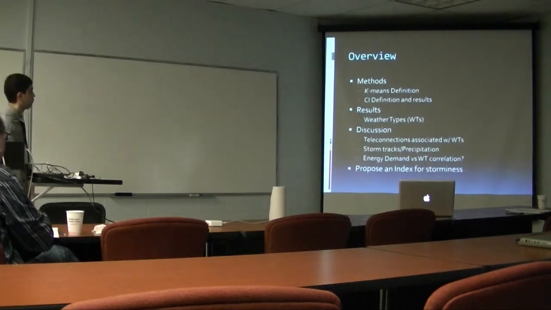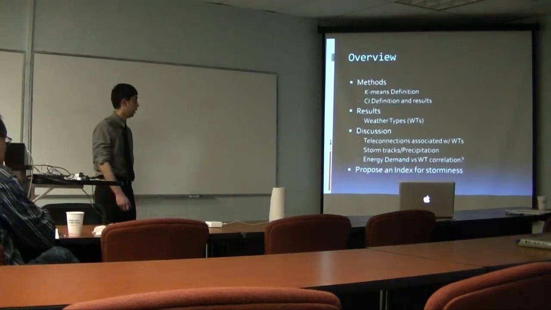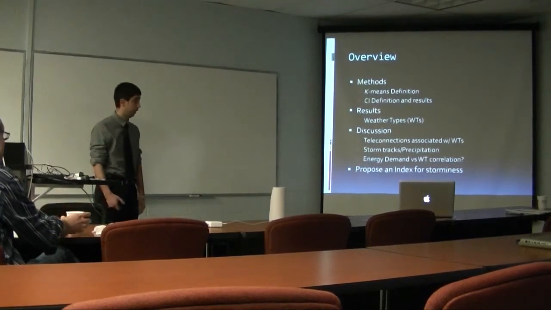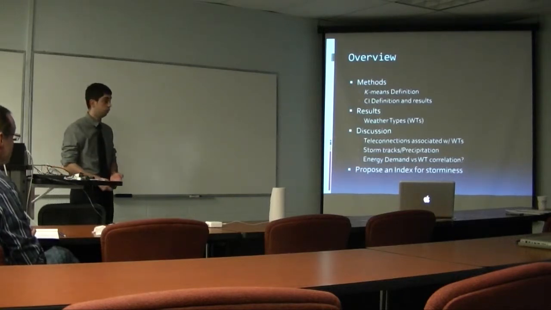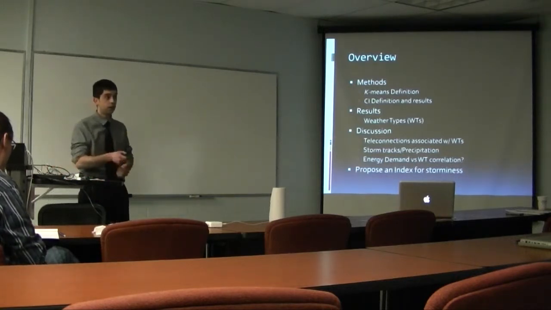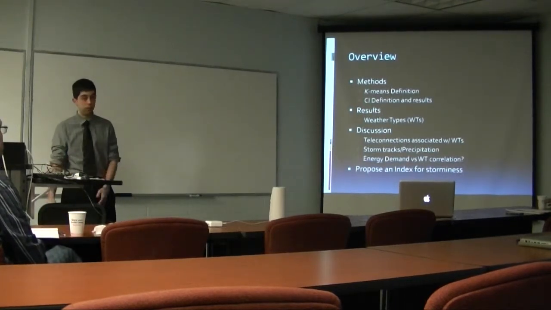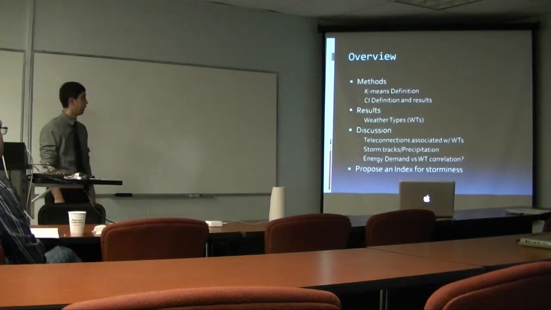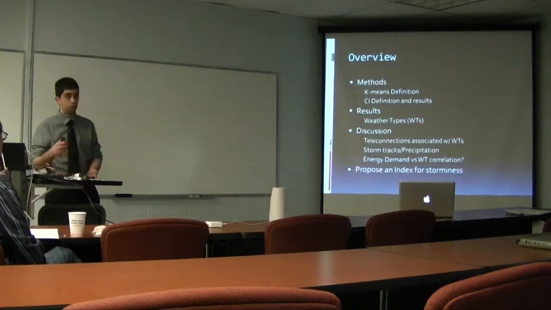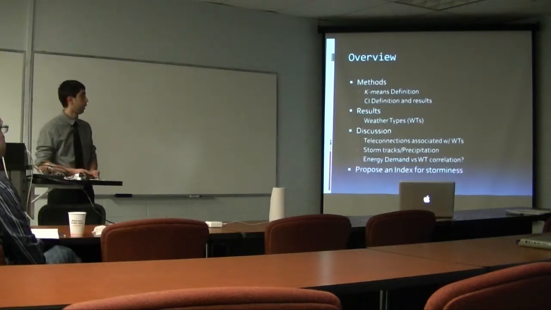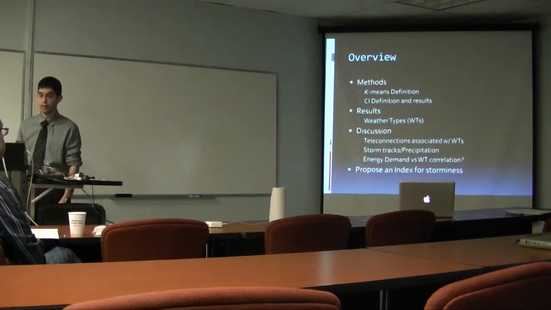I just want to start with an overview here, just go through some of the methods, some results, and some discussion. I want to tell you what the K-means program was, which is going to take each individual daily weather map and sort it into a number of distinct weather patterns. Then we need to identify if those 5 distinct weather patterns are distinct enough, and that's what the classifiability index, or CI, does. I'll show the results from that.